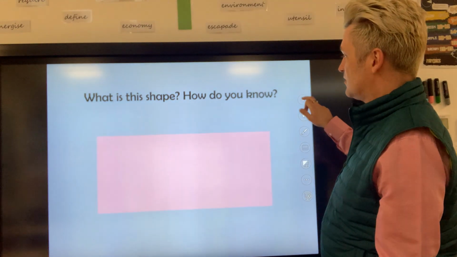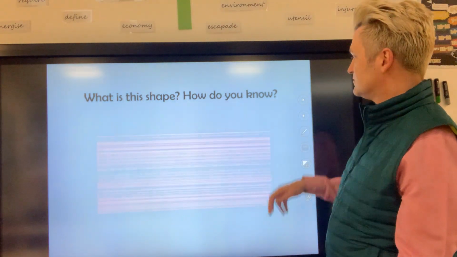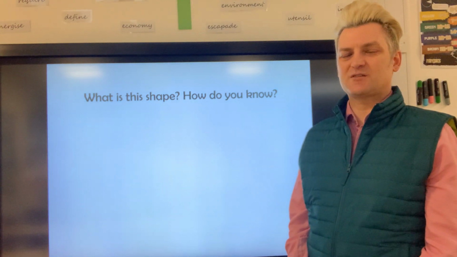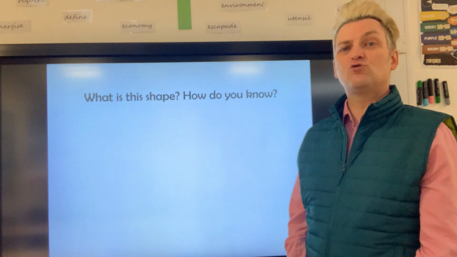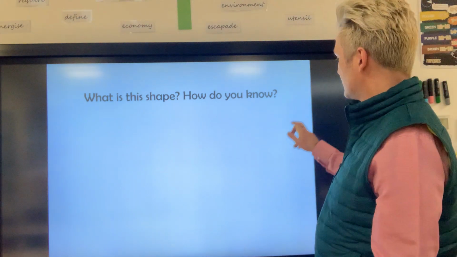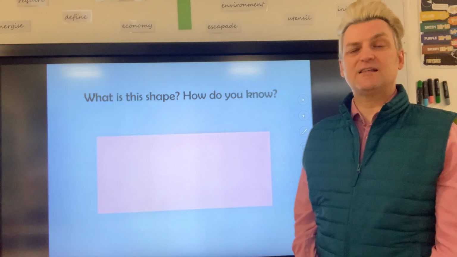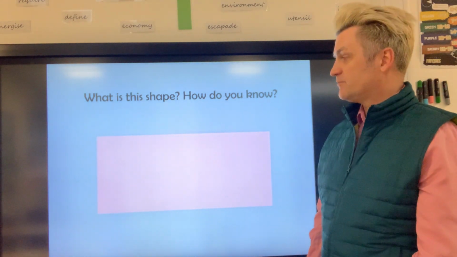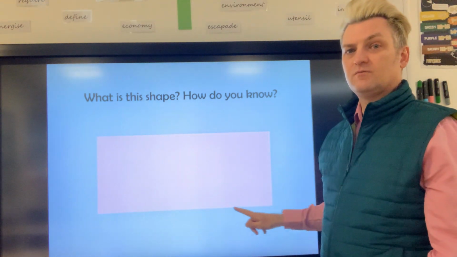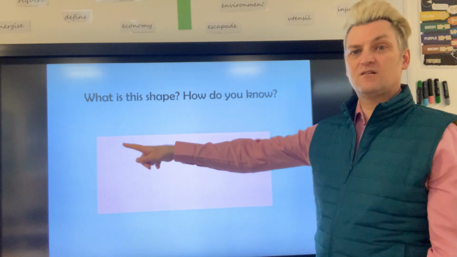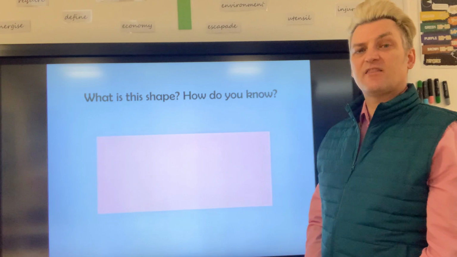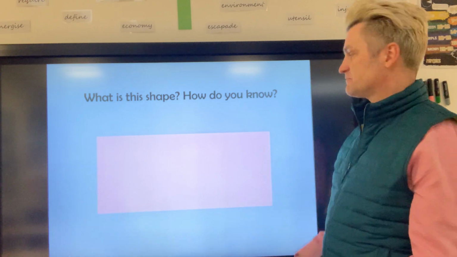Last shape. What's this one here? And it's gone. Can you remember it's got two names? Lots of people call it a rectangle, and at school we call it an oblong. And we remember it's an oblong because it's a long shape. Remember, two sides are long, and then it has two sides that are short. And remember, it's the opposite sides that are the same. Here we go.